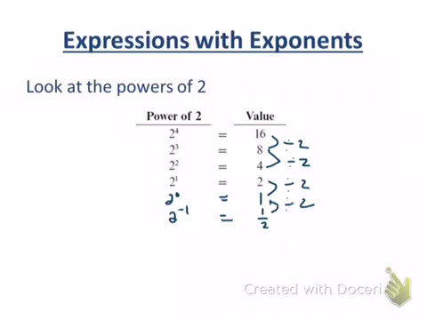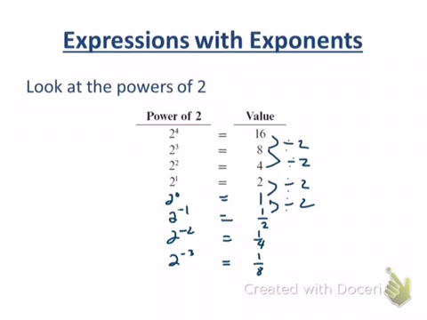Okay? All right, what would the next one be? 2 to the negative 2 is going to be 1/4, right? So 2 to the negative 2 here would give us 1/4. And then, fine, let's just do one more. 2 to the negative 3 would be 1/8.